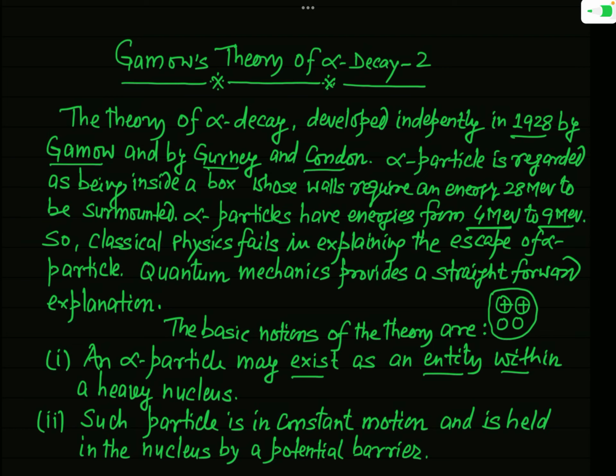Barrier penetration, or the tunneling effect, we have studied in quantum mechanics. Using the idea of barrier penetration or tunneling effect, Gamow developed his theory. Now, the second notion of this theory is that the alpha particle inside the nucleus is always in constant motion, and the potential barrier prevents the alpha particle from escaping. But according to quantum mechanics, there will always be a finite probability of transmission through the potential barrier, although the height of the potential barrier is greater than the energy of the alpha particle.